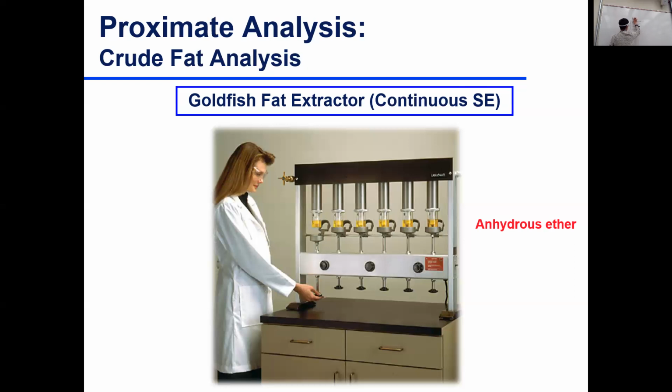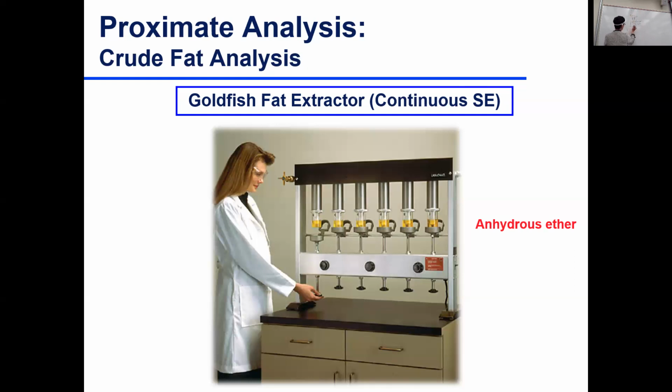So this is a disposable tube that is porous, and that's where you weigh your sample in that thimble. And you place it inside of this glass compartment. And then here's your condenser. And you basically screw it on like that.